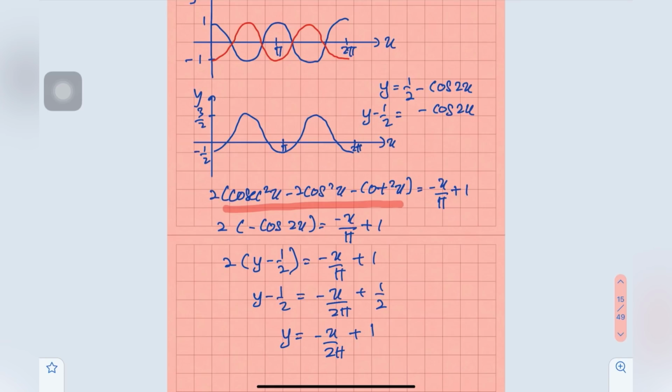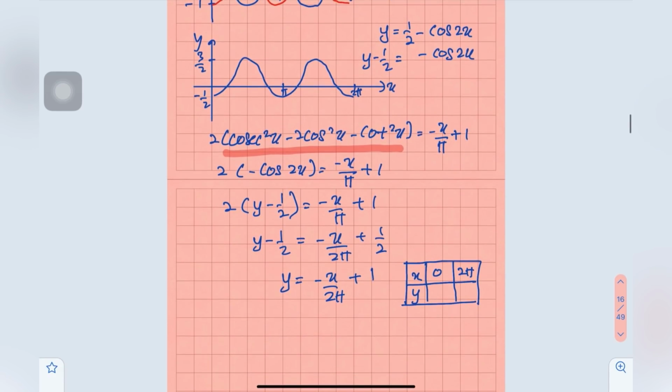So kita kena lukis lah. Kita buat petak lah, nak cari nilai. Okay, so x, y, x is 0 sampai 2 pi. So, kita masukkan. When x equals to 0, y equals to negative 0 plus 1. So, 1 lah. Kan? 0 bahagi 2 pi, 0 lah. So, when x equals to 2 pi, y equals negative 2 pi bahagi 2 pi plus 1.